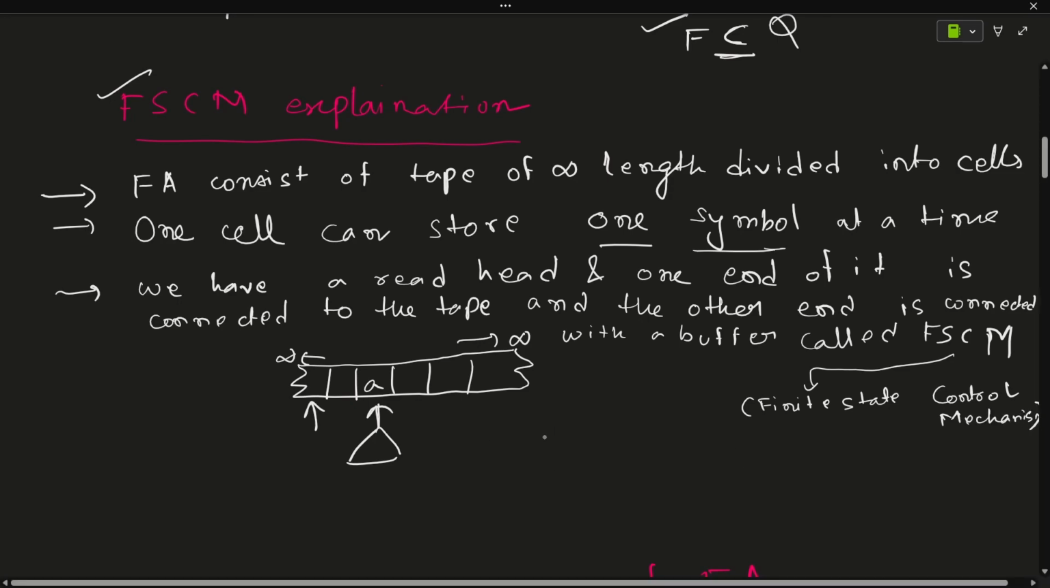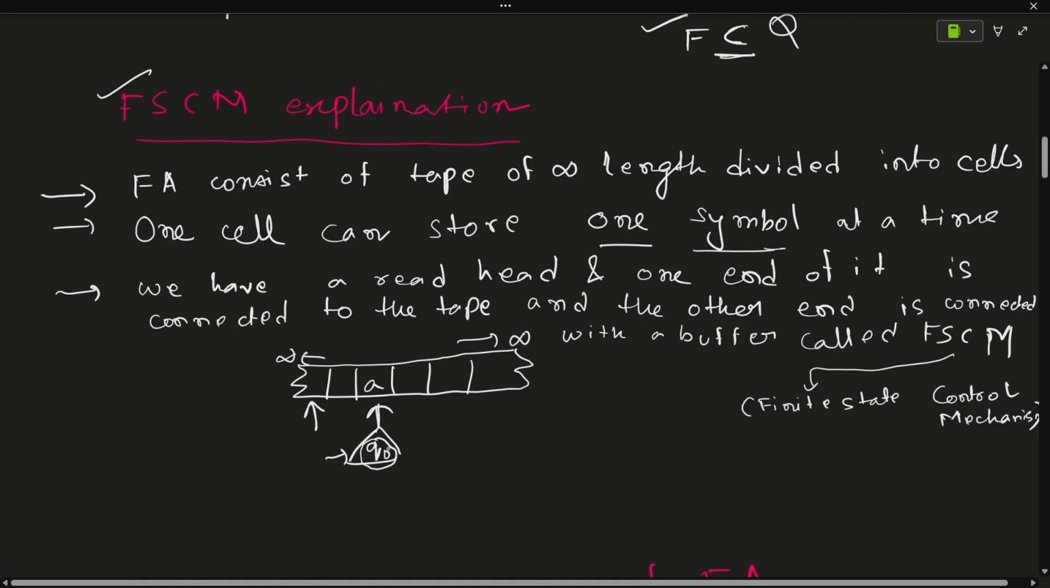Okay, finite state control mechanism. This is FSCM. This FSCM stores the current state of the FA. This is the current state, and this is storing the current state. This is the state, and this is storing this FSCM.